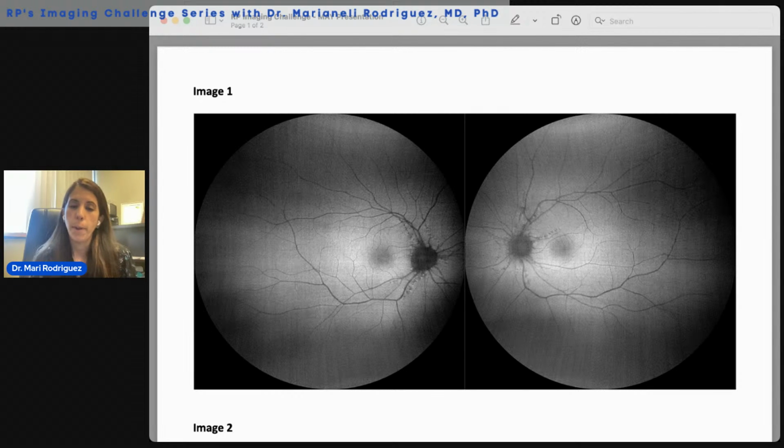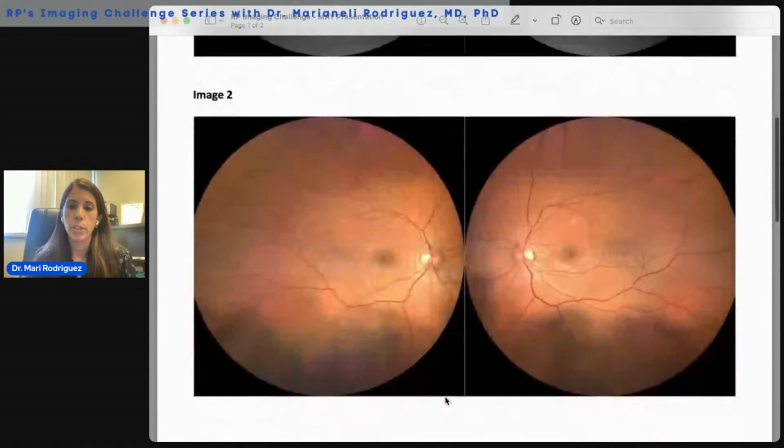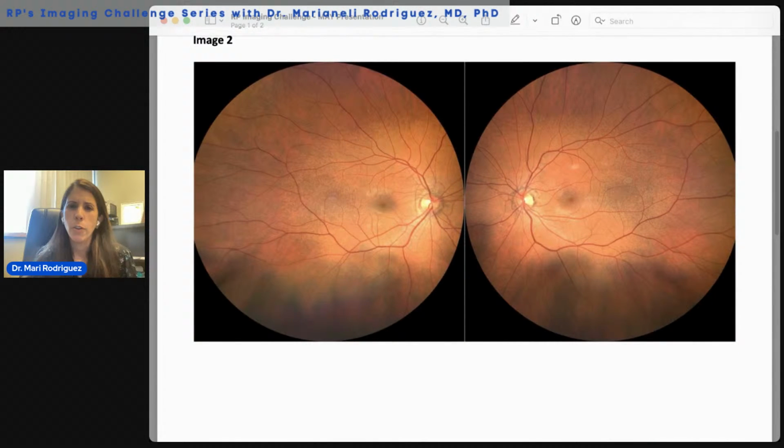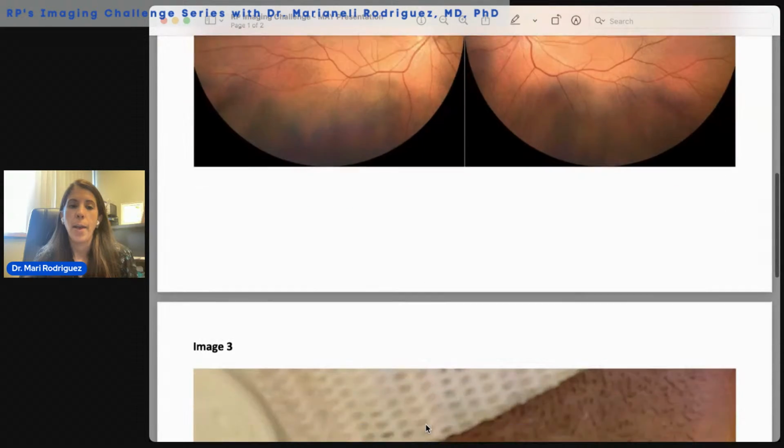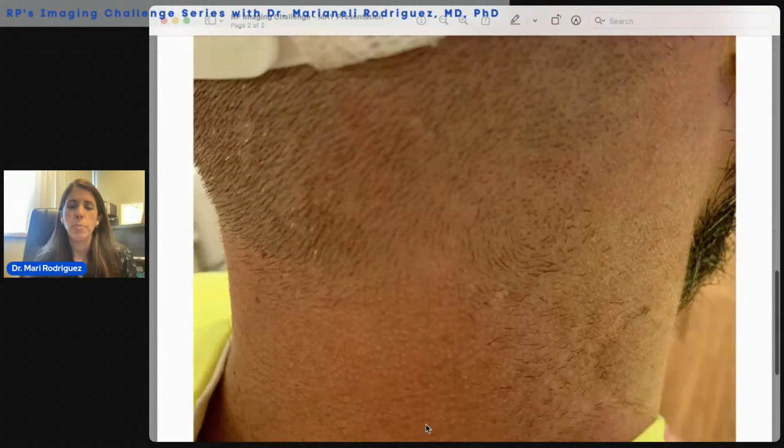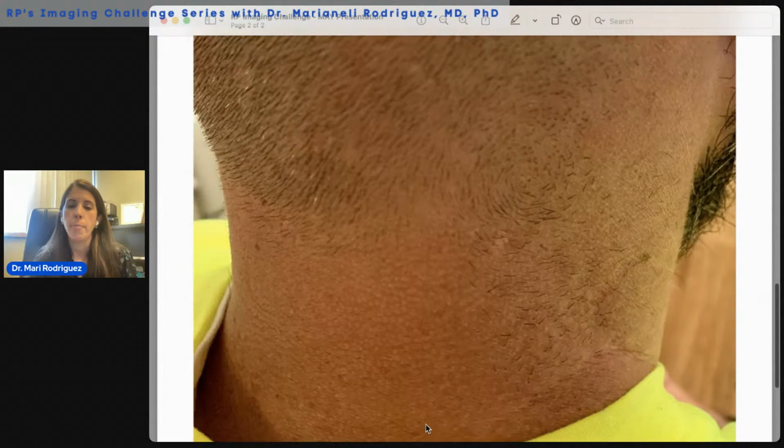I would like to go back now to the initial fundus image of our patient and notice something else here. Temporally in each of the eyes, there are pigmentary changes that are known as peau d'orange. Additionally, we looked at the patient's neck and noticed that he had small yellowish papular lesions, as well as some cutaneous laxity around that neck area.